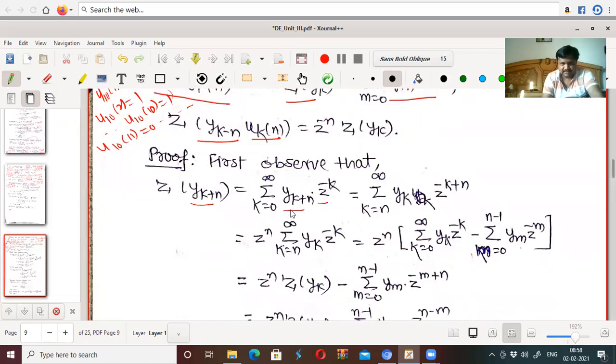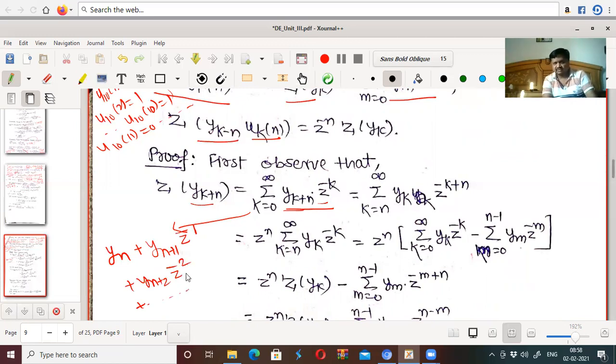Now, can I write this term, summation k from 0 to infinity y(k+n) z raised to minus k? Actually, what is the expansion of this? If I put k equal to 0, you will get the first term as y(n) z to the power 0, that is 1, plus if I put k equal to 1, y(n+1) z to the power minus 1, plus y(n+2) z to the power minus 2, and so on. Your summation is of this type. Now, can we replace this by summation k from n to infinity y(k) z to the power minus (k minus n)?